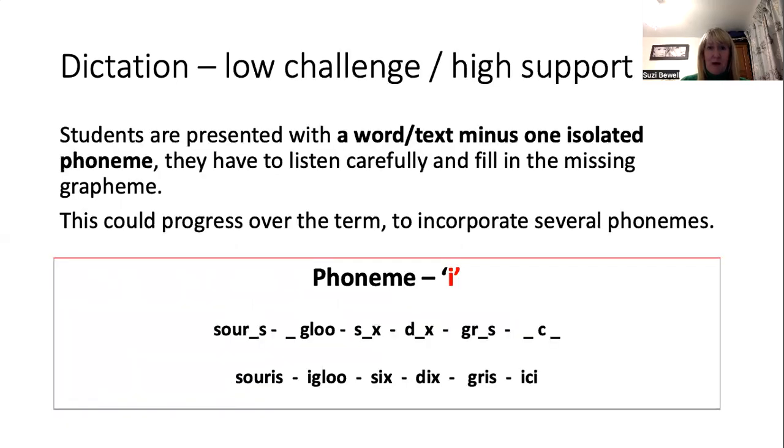So, in terms of low challenge, high support, students are presented with a word or text minus one isolated phoneme. They have to listen carefully and fill in the missing grapheme. This could progress over time to incorporate several phonemes. So the phoneme, for example, could be E, and in the examples below, you've got some words which contain the E sound in French: souris, igloo, six, dix, gris, and ici.